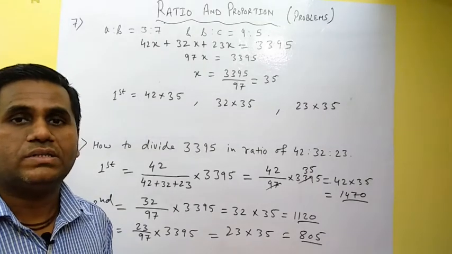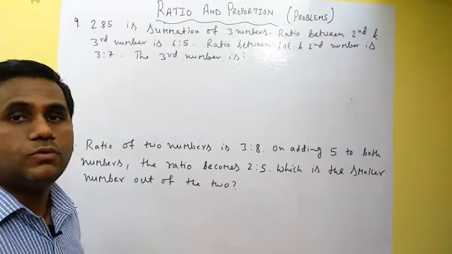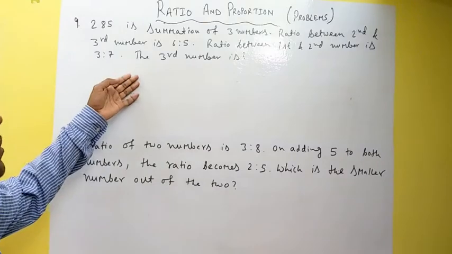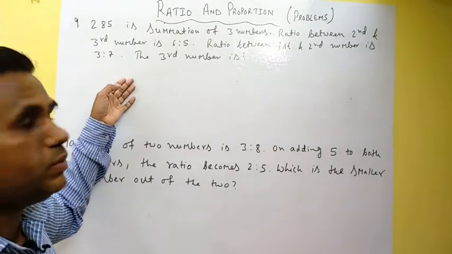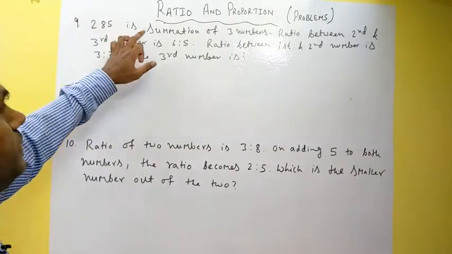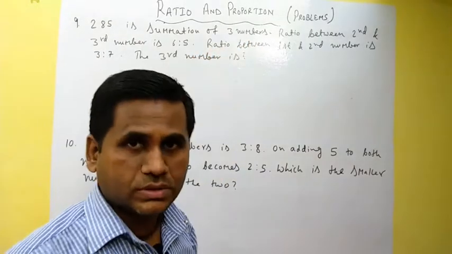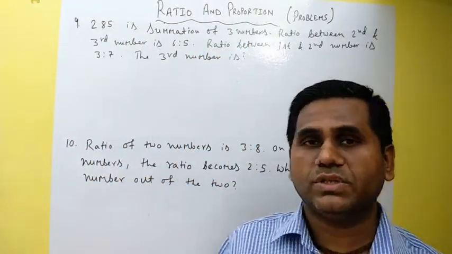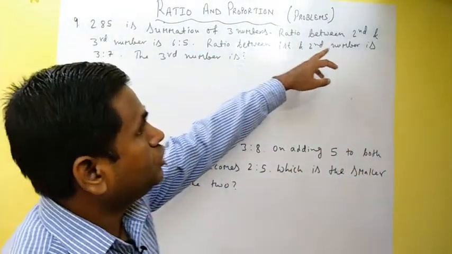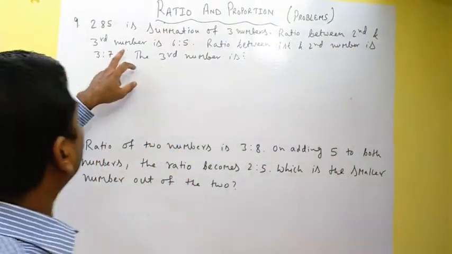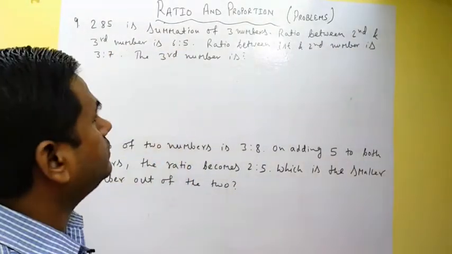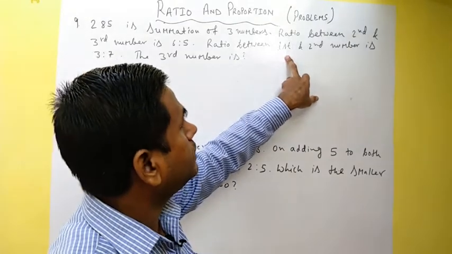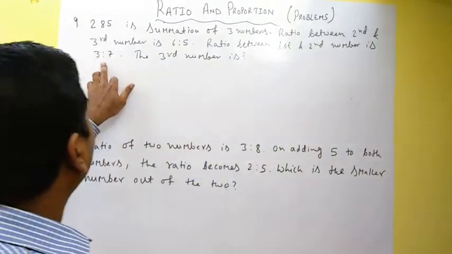Okay. Now let us solve two more problems. So friends, now let us solve problem number 9. In problem number 9, you can see it says 285 is a summation of three numbers. Okay, means upon adding three numbers we get 285. The ratio between the second and third number is 6:5, and the ratio between the first and second number is 3:7.